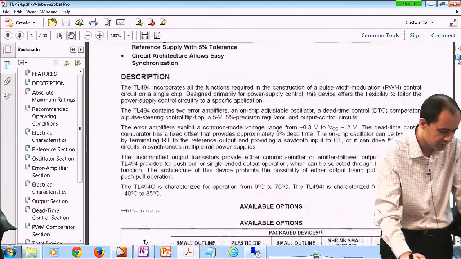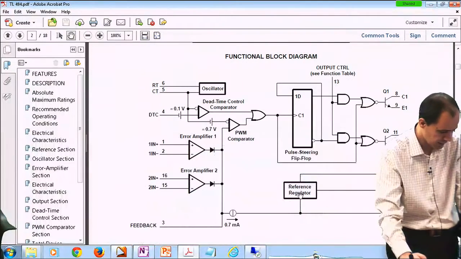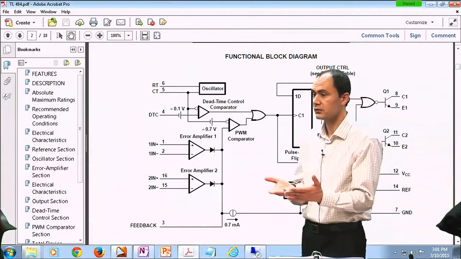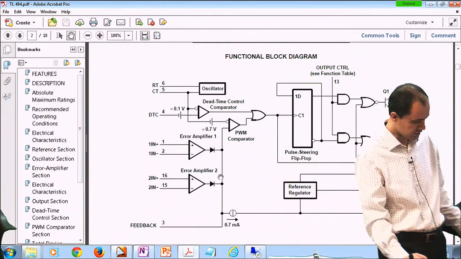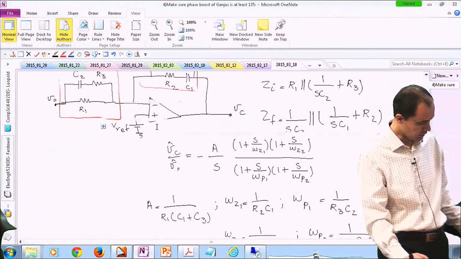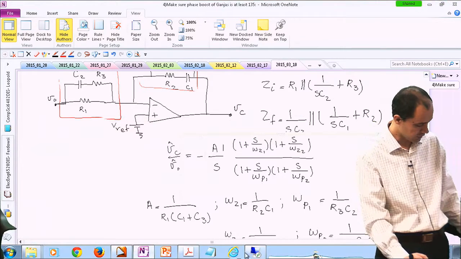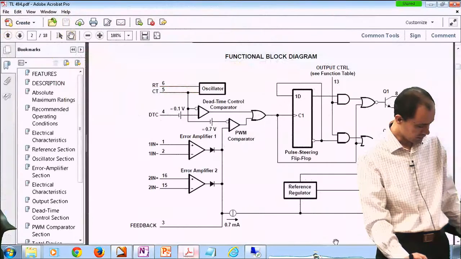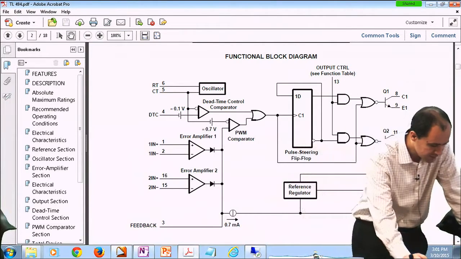Remember, we needed a VREF, a reference voltage, which is thermally compensated, and there is a reference regulator. The job of this block over here is to give you a reference voltage, which is pin number 14. So for instance, remember here my reference is connected to the positive terminal of my error amplifier. Same thing. So externally you have to connect pin number 14 to the positive input of one of your error amplifiers, whichever you're using.